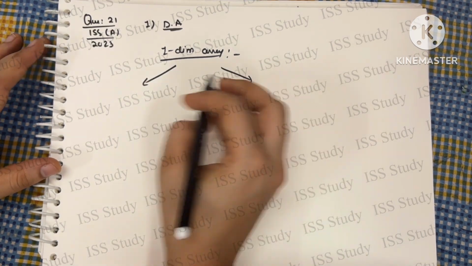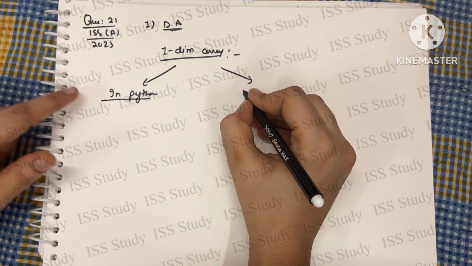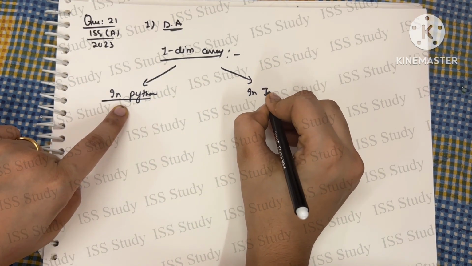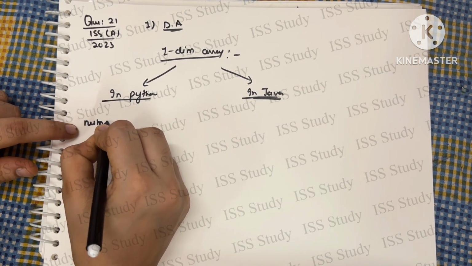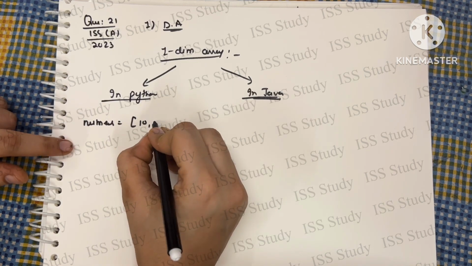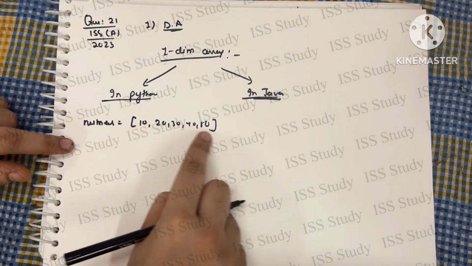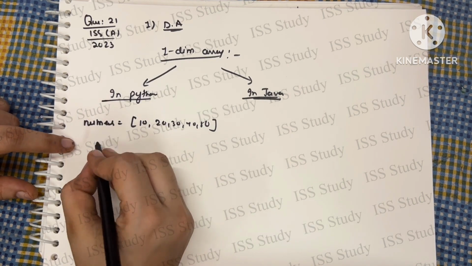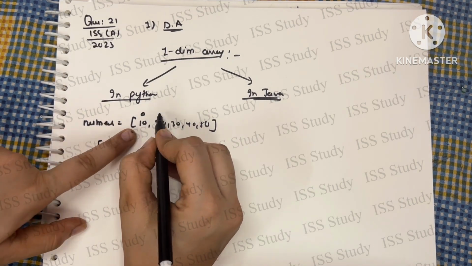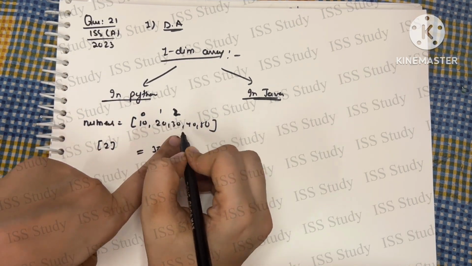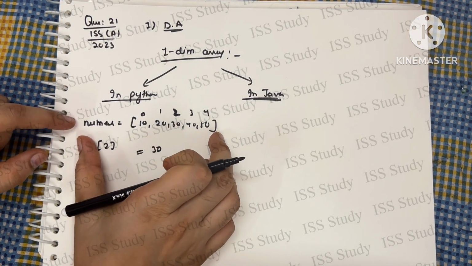Now if I talk about the one dimensional array, it can be in two forms, in Python and in Java. If I consider an array in Python, it can be written as numbers: 10, 20, 30, 40, 50, etc. I can access any number from this array by just using the key. If I use the key 2, it will return the answer 30, right? 0 is for 10, 1 is for 20, 2 is for 30, 3 is for 40 and 4 is for 50. Okay, this is your one dimensional array.